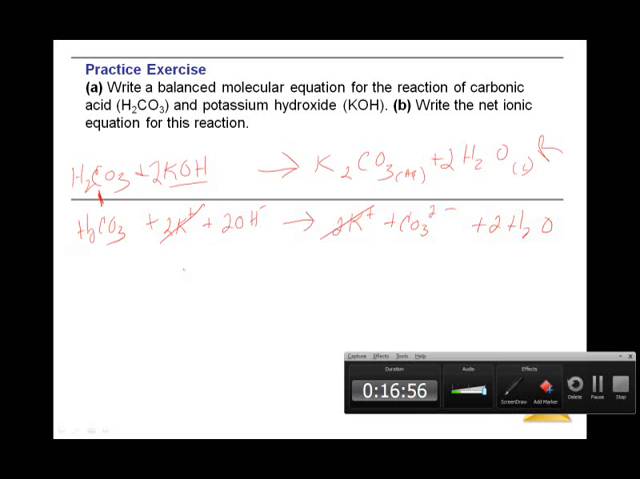Okay? So I'm going to end up with H2CO3 plus 2 hydroxides are going to give me CO3 2- plus 2 waters.